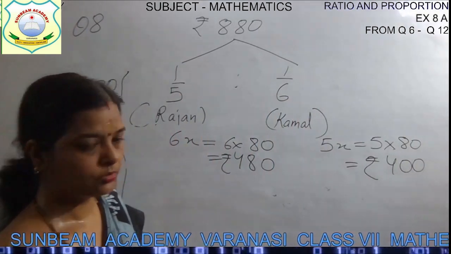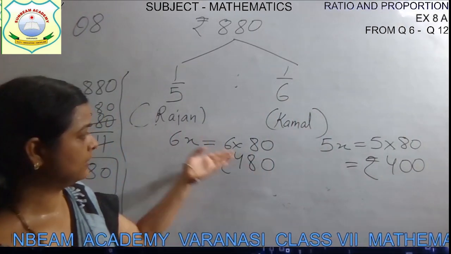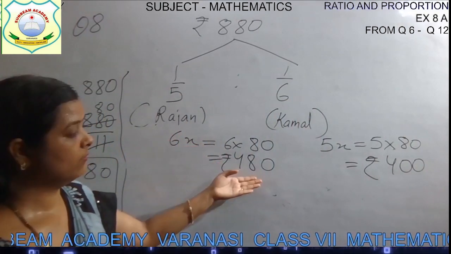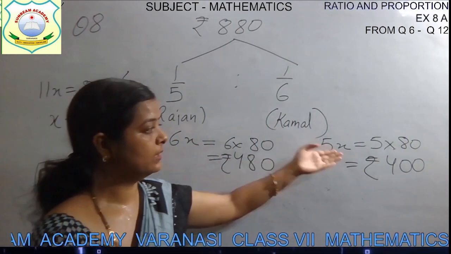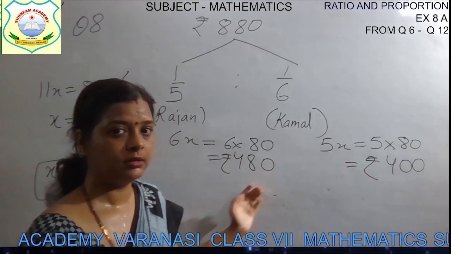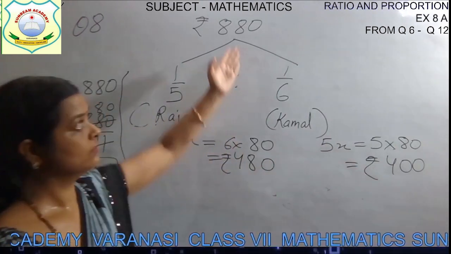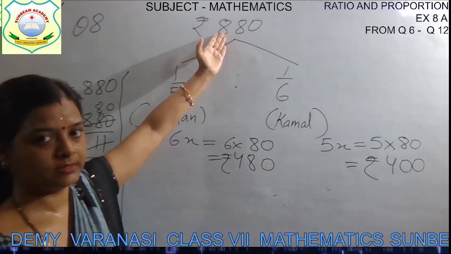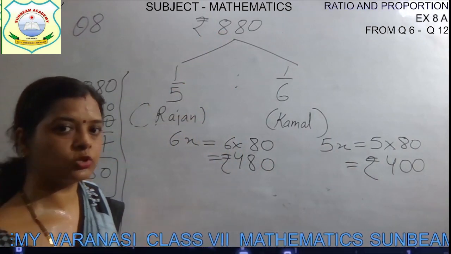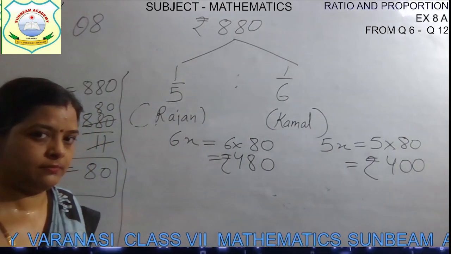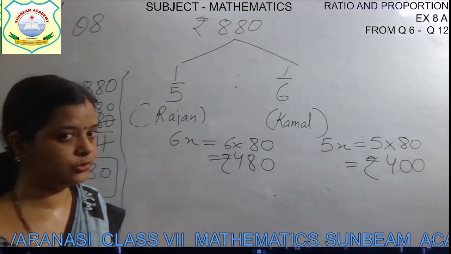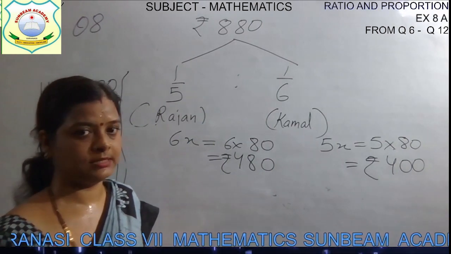Clear? So Rajan will get more share, that is he is having 6x, he will get more share, and Kamal will get 5x share, that is 400. See, when you will add them, this is the total rupees. So in this way we can solve question number 8. I think it is clear to you. If not, you have to revise it.